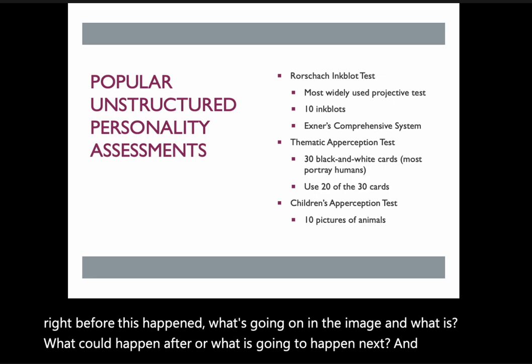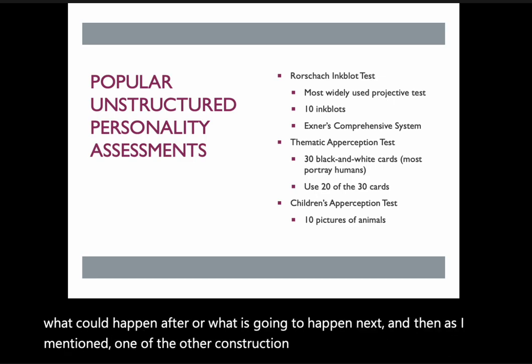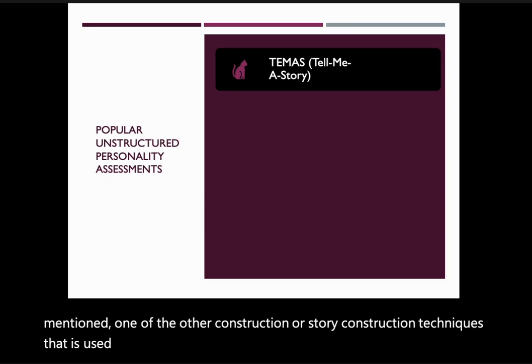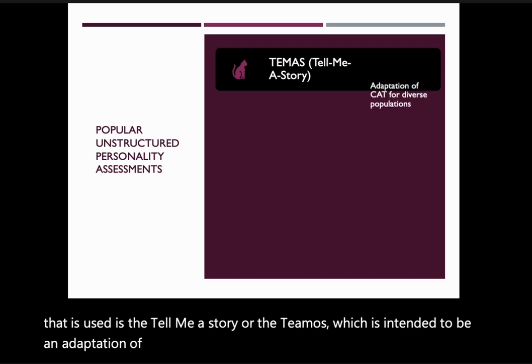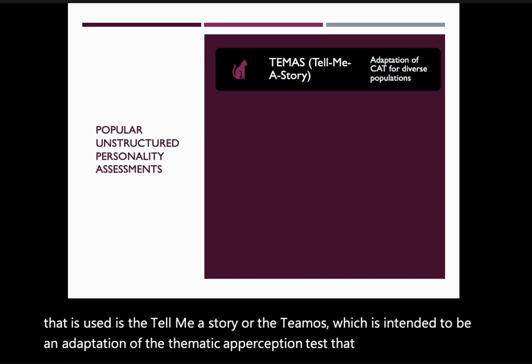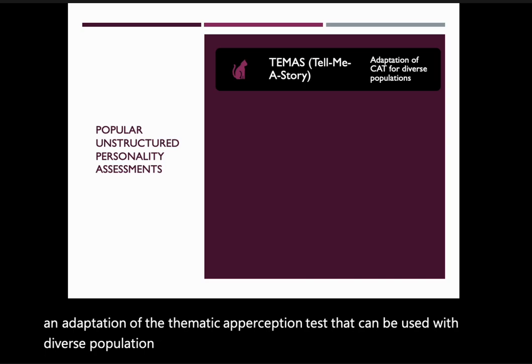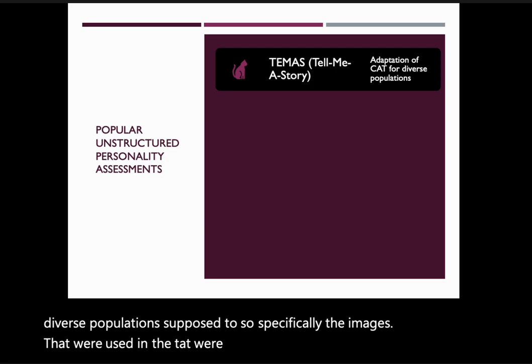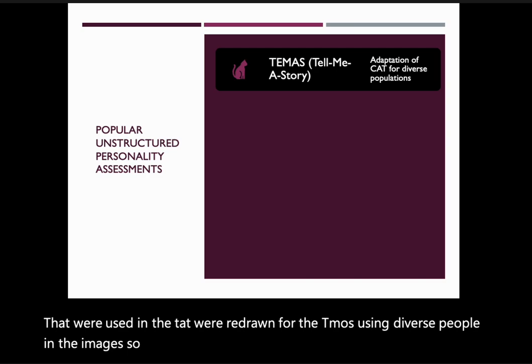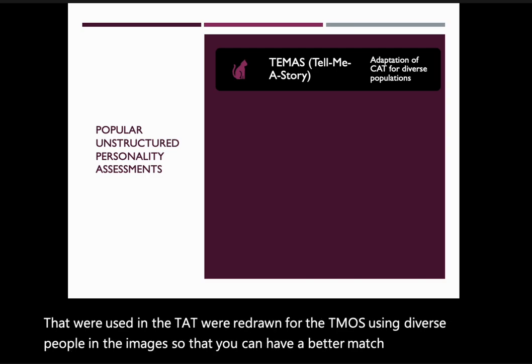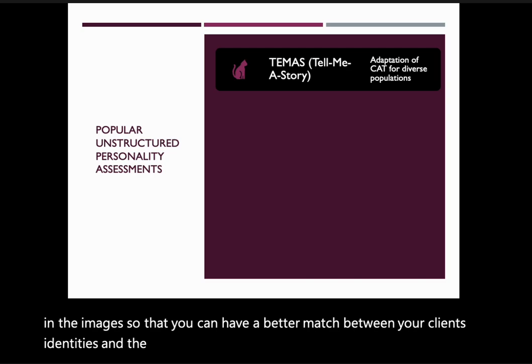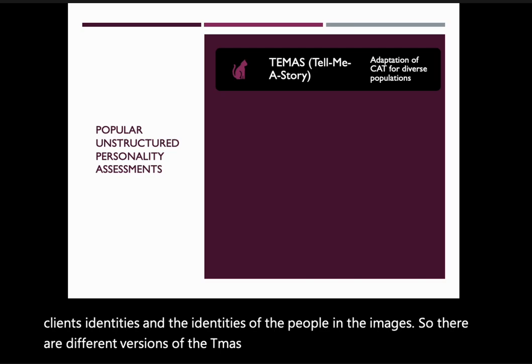And then, as I mentioned, one of the other story construction techniques that is used is the Tell Me a Story, or the TEMAS, which is intended to be an adaptation of the thematic apperception test that can be used with diverse populations. So specifically, the images that were used in the TAT were redrawn for the TEMAS using diverse people in the images so that you can have a better match between your client's identities and the identities of the people in the images. So there are different versions of the TEMAS depending on the client's identities.